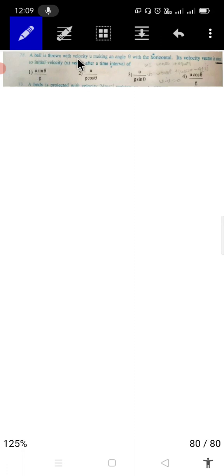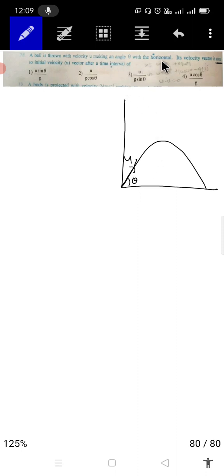A ball is thrown with a velocity u. So let us see here, this is the diagram. Now here a ball is thrown like this. It is moving in a parabola shape. This is the initial velocity. This is the maximum. Now a ball is thrown with the initial velocity u, making an angle theta with the horizontal.